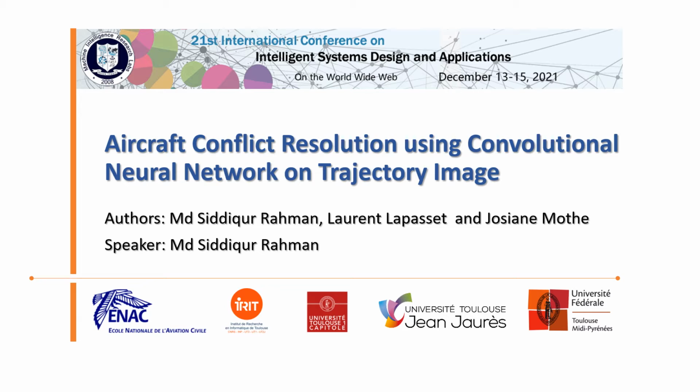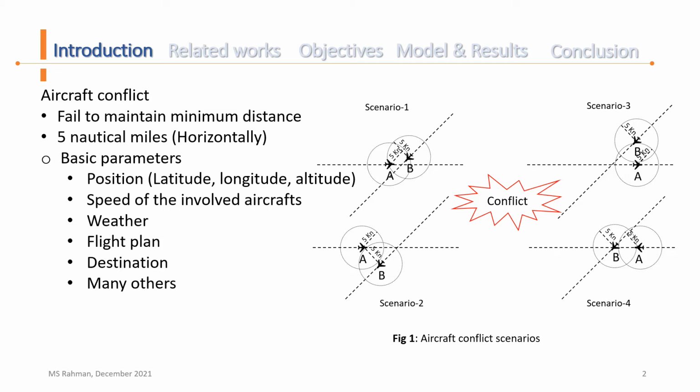So before going into detail, let's see what the conflict situation looks like. Simply, a conflict situation is when two or more airplanes find themselves less than a minimum distance apart on their trajectory. It is called a conflict situation. In this case, the minimum distance between two aircraft is 5 nautical miles horizontally.